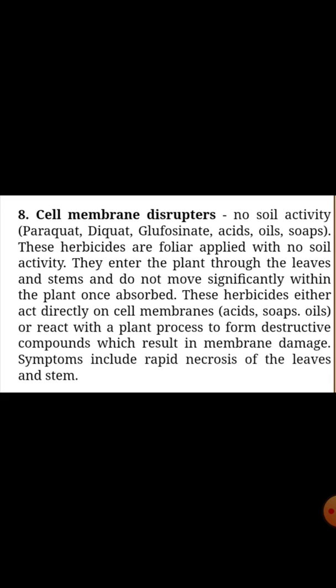Then cell membrane disruptors: again paraquat, diquat, glufosinate, acids, oils and soaps. These all are the cell membrane disruptors. These are foliar applied with no soil activity. These move significantly within the plant once absorbed, so they alter or disturb the cell membrane and react with plant processes to form destructive compounds which result in membrane damage. The symptom is rapid necrosis of the leaves and stems.